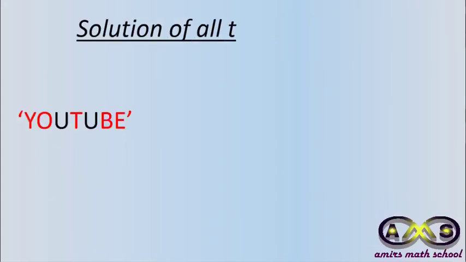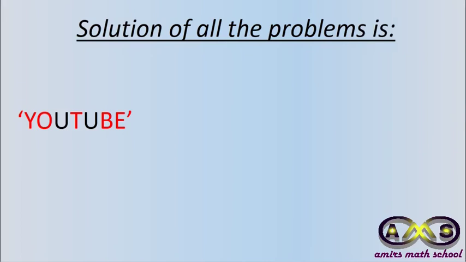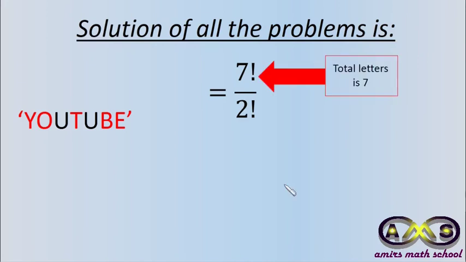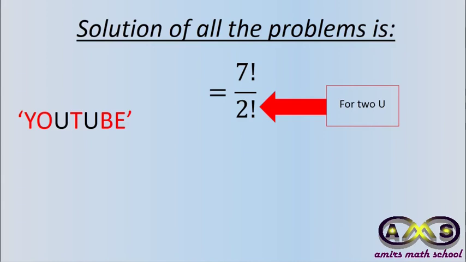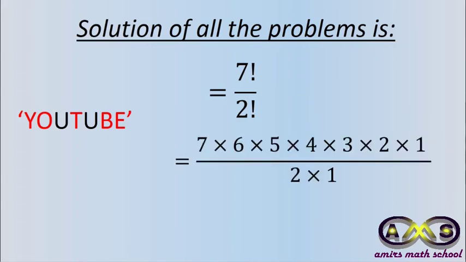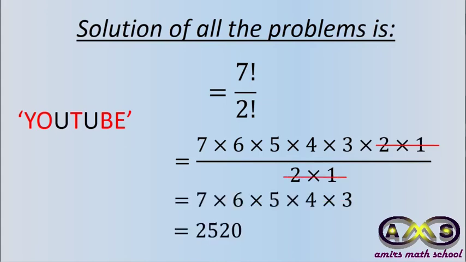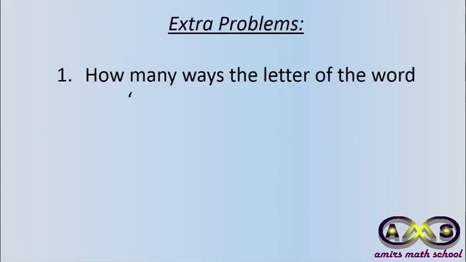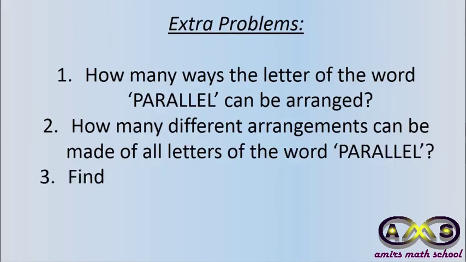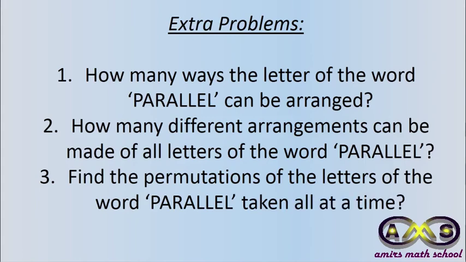The solution of all the problems is 7 factorial divided by 2 factorial. The 7 factorial is for the total letters, and this 2 factorial is for the 2 U's. So the solution is 7 into 6 into 5 into 4 into 3 into 2 into 1 divided by 2 into 1. That is, the value is 2520.